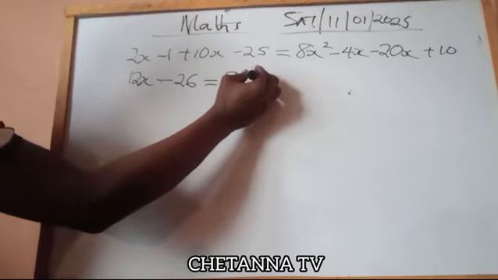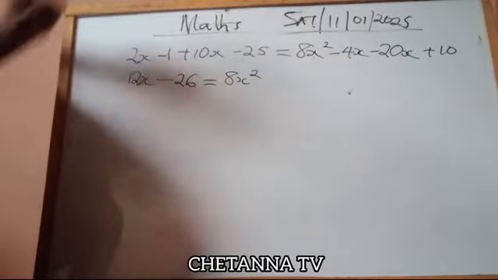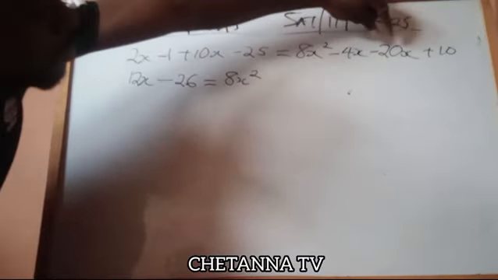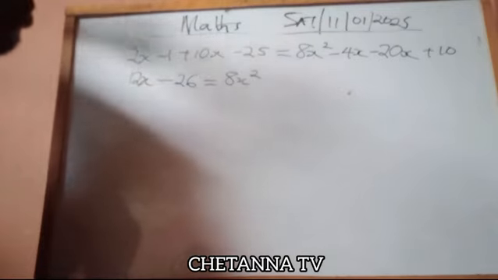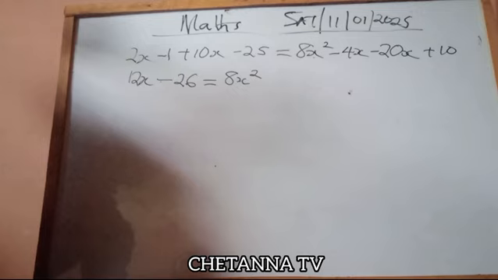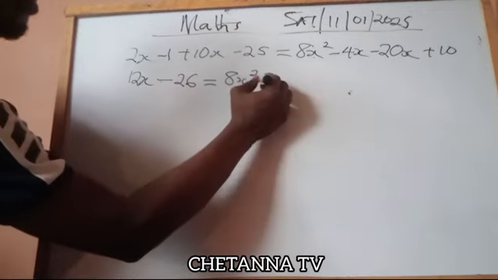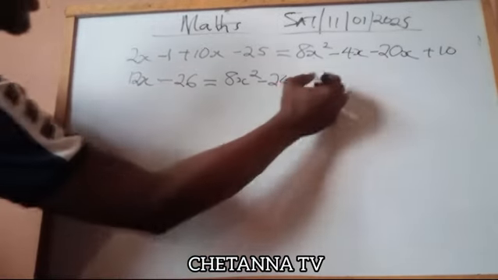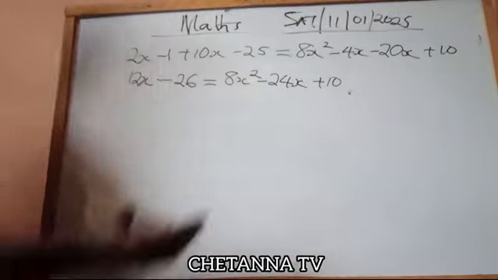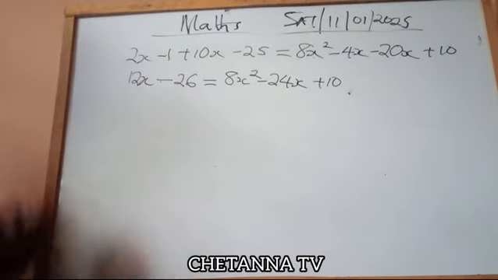8x squared. Minus 4x minus 20x is what? That is minus 24x. Minus 24x plus 10. Plus what? 10. Good. So we can now collect like terms.